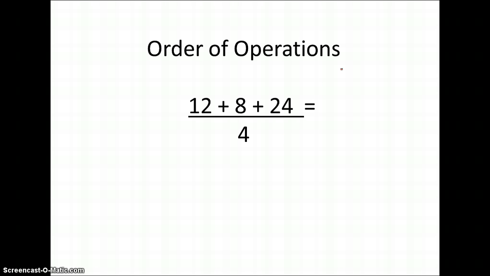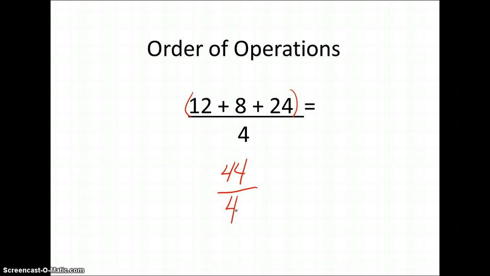Now this one looks a little different from what we're used to doing. In this expression, I've noticed that I have what looks like a big, crazy looking fraction. In this case, I would treat the numerator as if it was in parentheses. So I would first add 12 plus 8, which is 20, and 20 plus 24, which is 44.